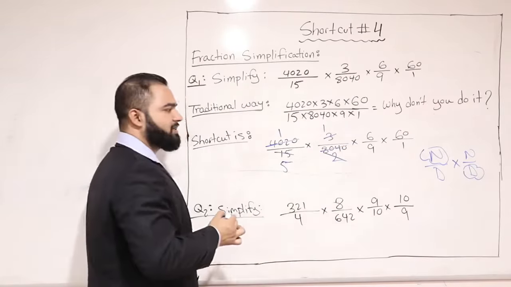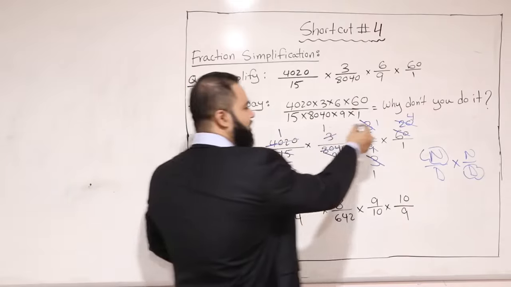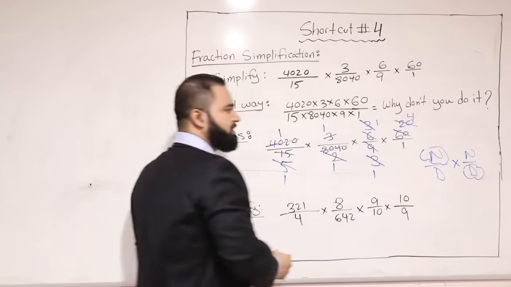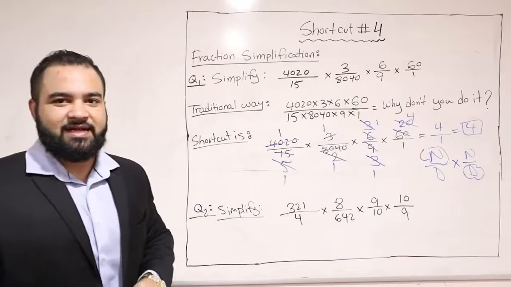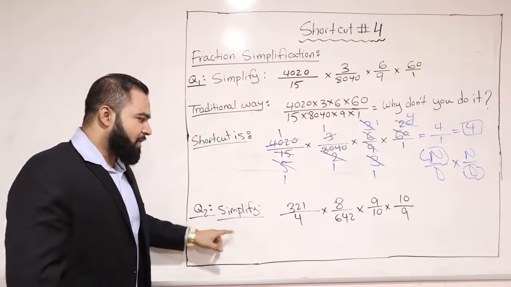Finally, as you can see, all the survivors, we have 1 times 1 times 1 times 4, which is 4 in the numerator. In the bottom we have 1 times 1 times 1 times 1, which is 1. So it's just 4 in the numerator, 1 in the denominator, so the answer is 4. Much easier, isn't it, guys? Now let's try one more.